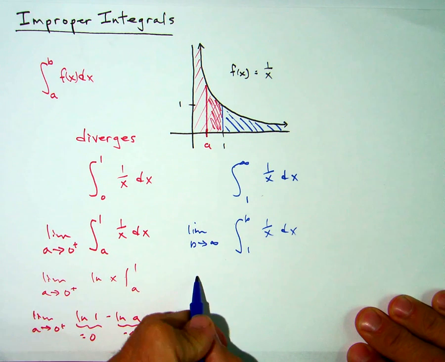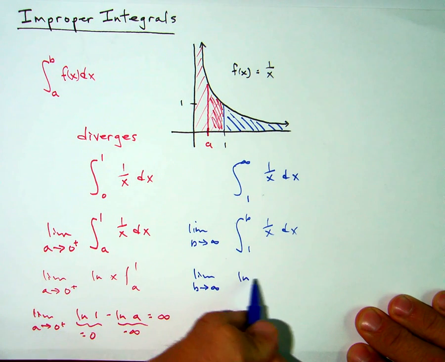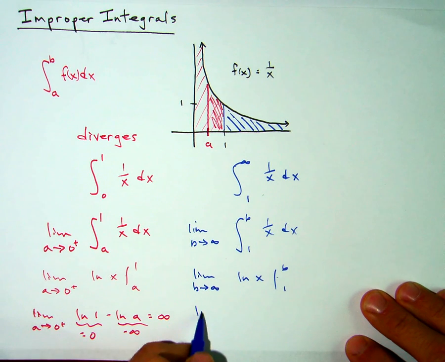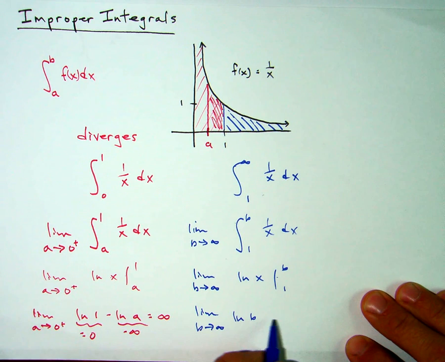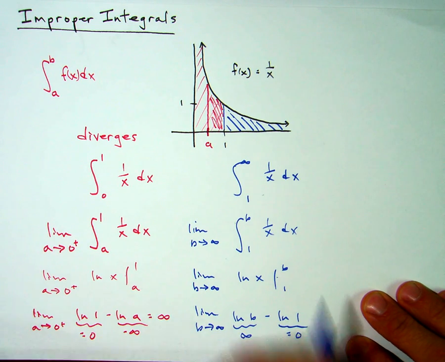So I'm going to have the limit as b goes to infinity of natural log of x from 1 to b, so that's going to give me the limit as b goes to infinity of natural log of b minus natural log of 1. We've already said that equals 0. And natural log, as b goes to infinity, the area underneath natural log also becomes infinite. It increases without bound. So this one diverges also.